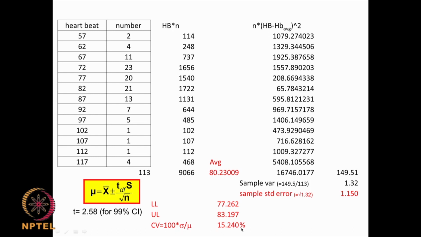give you the coefficient of variation. Quite a simple problem, we can calculate. So, these are the upper and lower limits for the heartbeat with 99% confidence, based on a sample of 113 students. Understand?